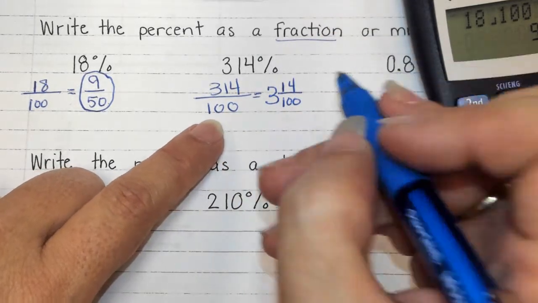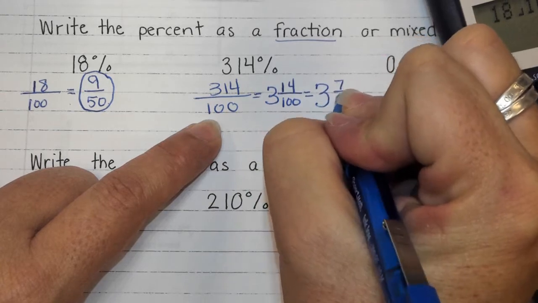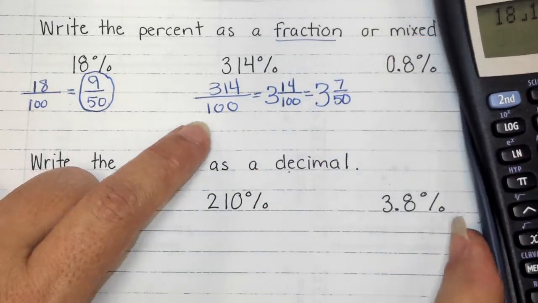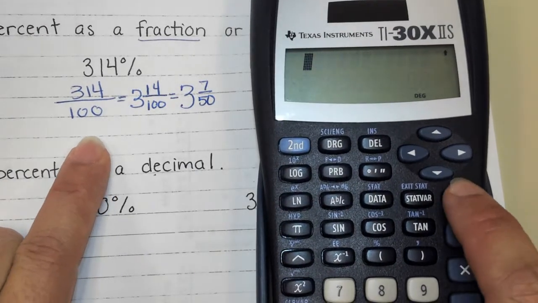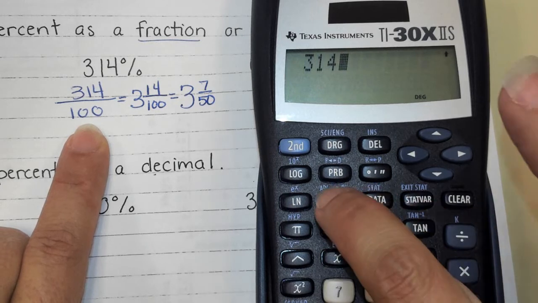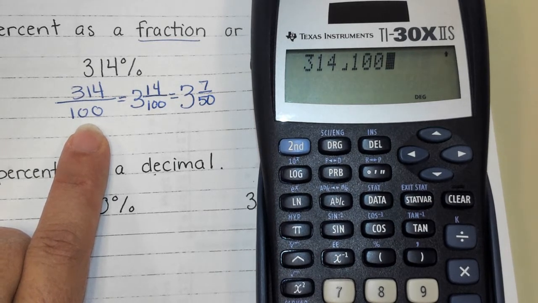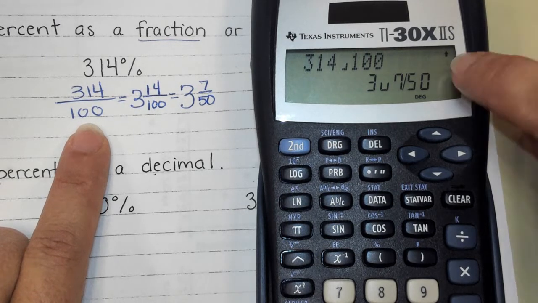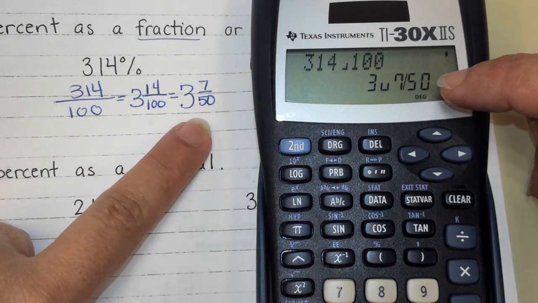Now, here's the key to this. It simplifies again to 7/50ths. Now, playing with the calculator. Here we go. You would do 314 ABC 100. Hit the equals. I need you to see this. This is that mixed number. This is my handwriting. This is the way it will look. 3 and 7/50ths.